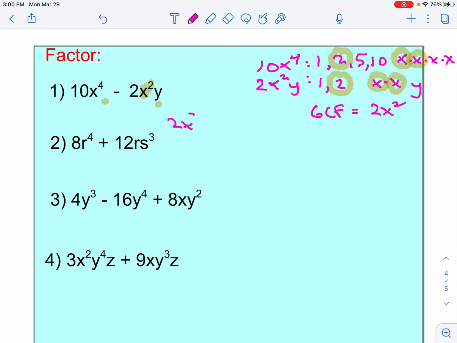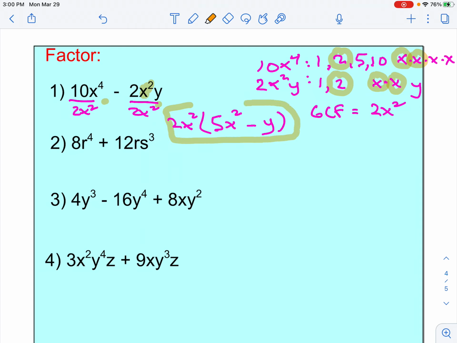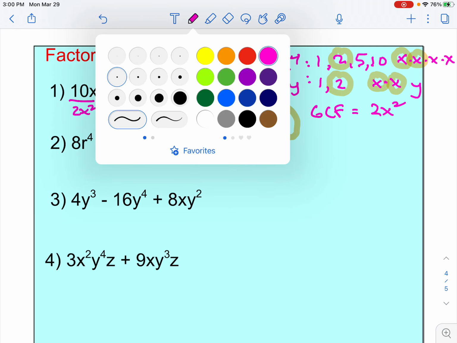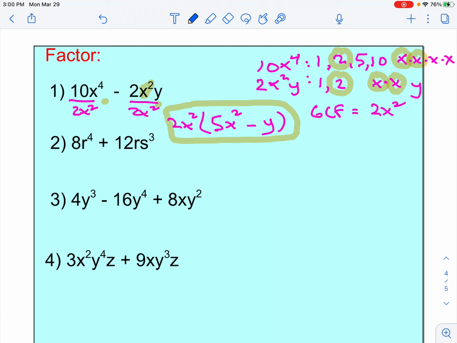When I factor that out, 2x squared, what I'm left with when I'm done, again, I'm dividing each term by the greatest common factor, which would give me 5x squared minus y. And that's your answer. Okay, I'll have you try number 2 independently and check back to the notes. I'll go ahead and do number 3, and then again you can do number 4 independently and check back to the notes. So question number 3.